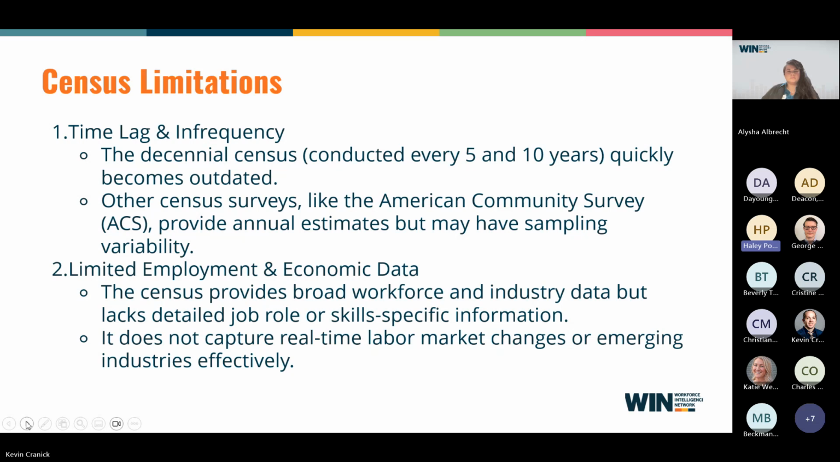There's a time lag because of the 5 and 10 years that they go about contacting people. Then there's the other surveys like the American Community Survey, which we'll go over next, that provide estimates, but may have some sampling variability. There's limited employment and economic data, so that's why we use Lightcast. The census provides more data on individuals, a little bit on workforce and industry data, but lacks anything on job role or skill specific information. And it does not capture real-time labor market changes or emerging industries. So some of their data, because of something like COVID, where it's been such a huge change, is not going to catch up to those differences as quickly as others like Lightcast.